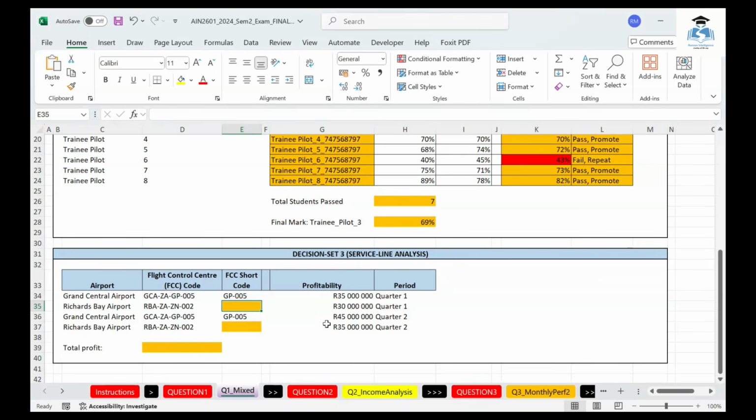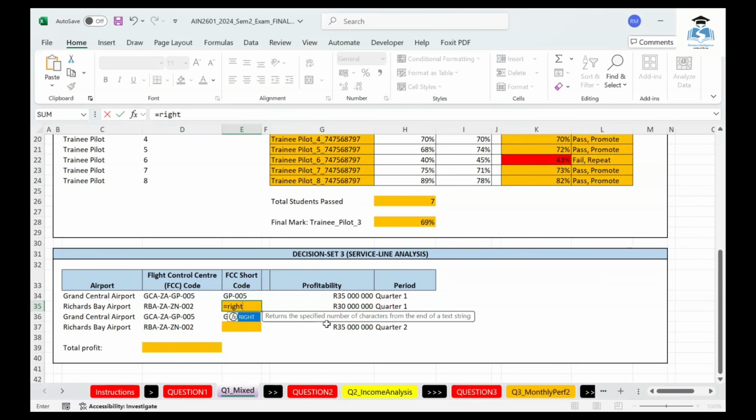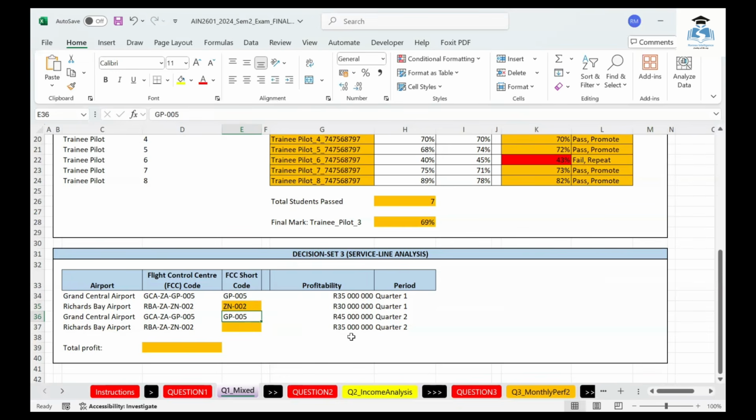Do you still remember? It's equal, equal to, right? Yes, and the column that we're using is D35. 1, 2, 3, 4, 5, 6. Then 6. Close bracket, enter. Okay.